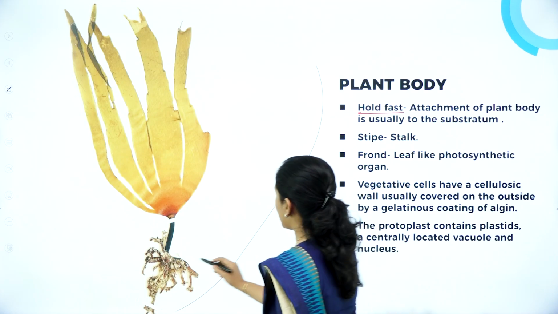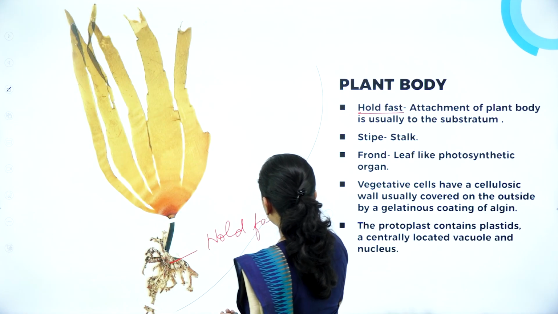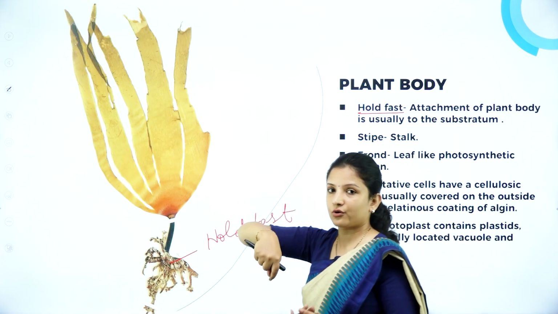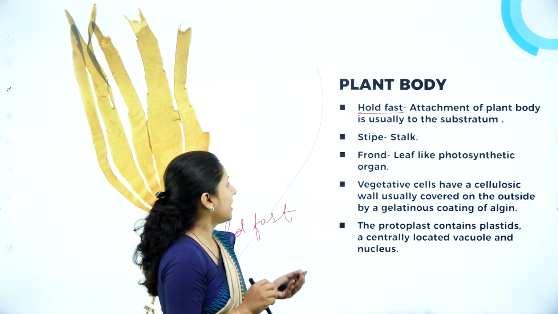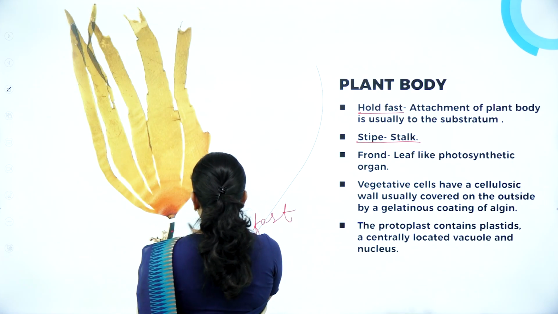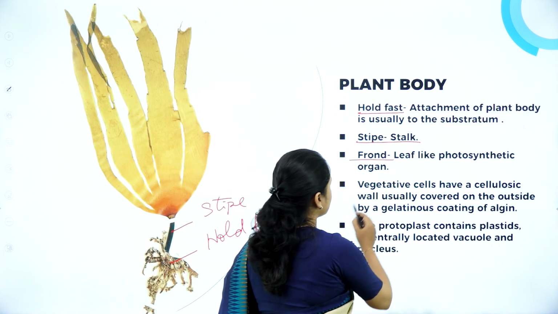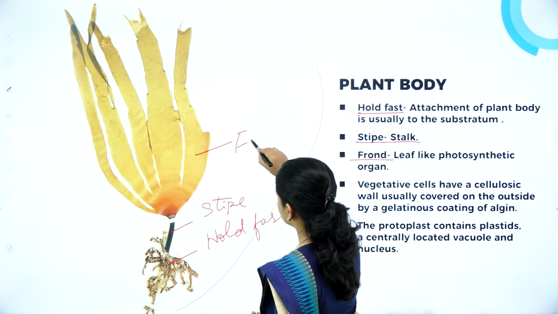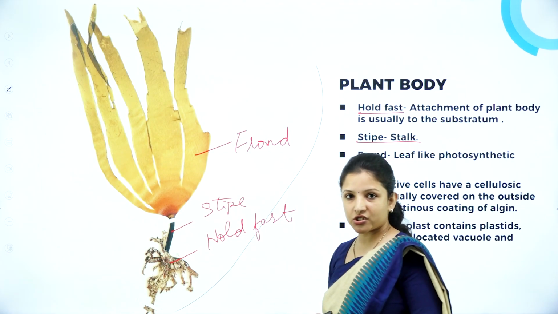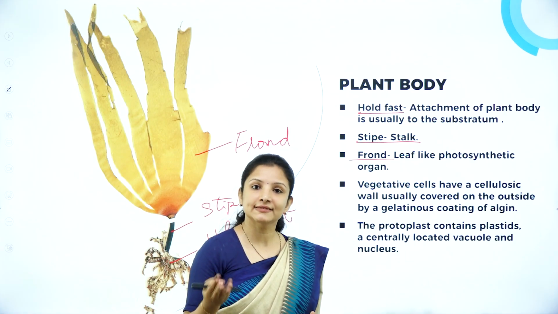This hold fast helps the algae, it acts like a root so that the algae can attach itself properly to wherever it is growing. And they have a stipe, which is nothing but the stalk. So this is the stipe, that is the stalk. And they have frond. Frond is nothing but the leaf-like structures. These leaf-like structures are usually somewhat greenish in color and they help in photosynthesis because they have chlorophyll A and C pigments in them.